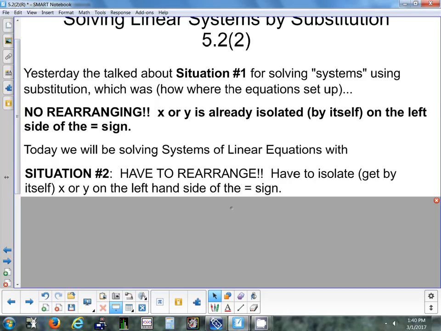Yesterday it was already set up, one of those equations was already set to substitute. Y equals 2x plus 3. That was already set to go. Today you're going to have to rearrange one of those equations to get x or y by itself.